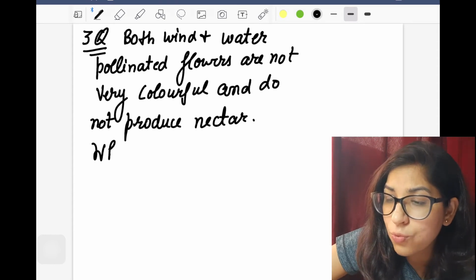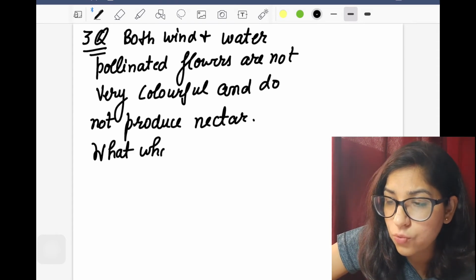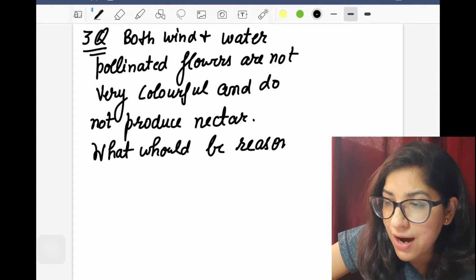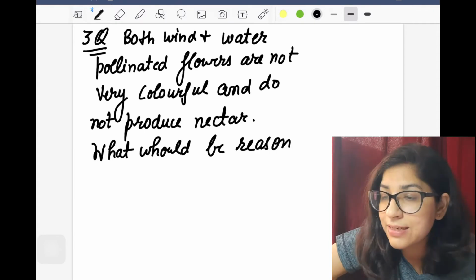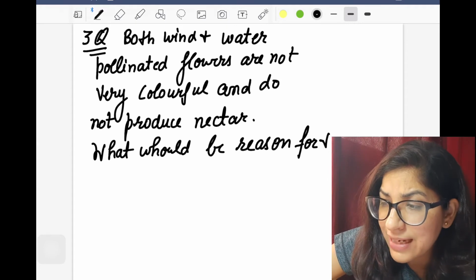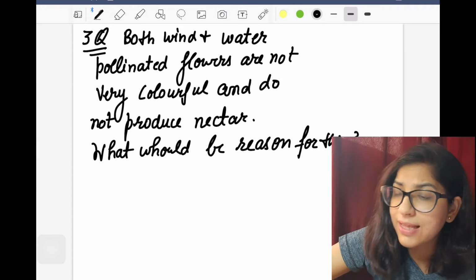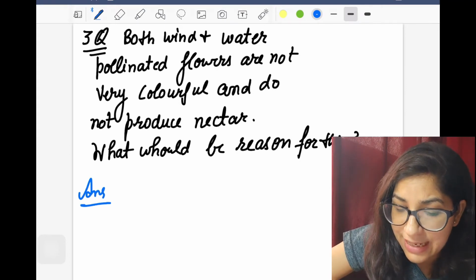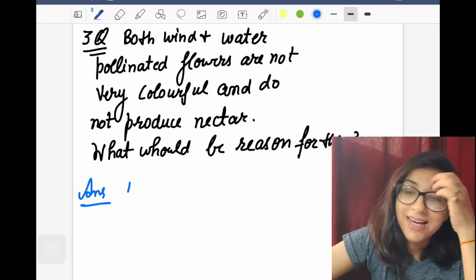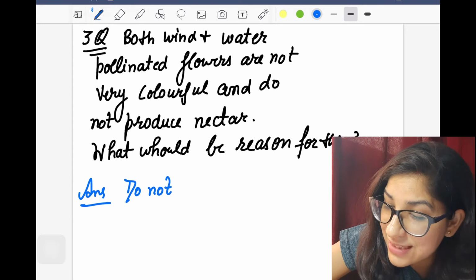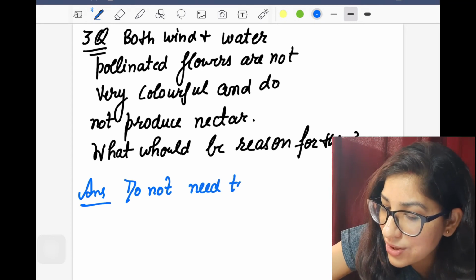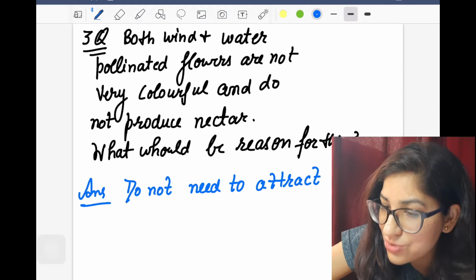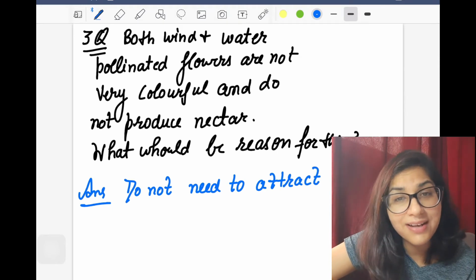So what do you think would be the reason for this? The plants which are pollinated by wind as well as water are not at all colorful, they do not produce any kind of scent, because they do not need to attract anyone, right?